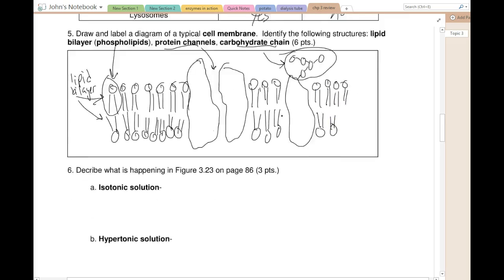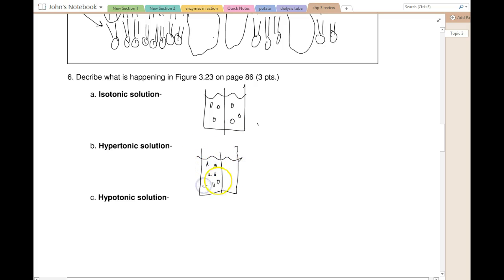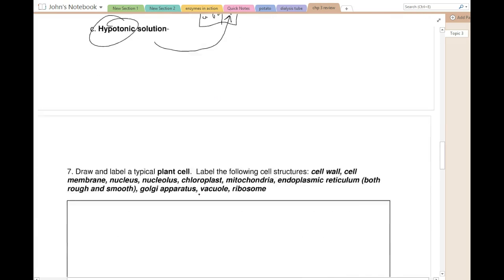So for an isotonic solution, if you have a beaker of water and you separate it with a membrane, an isotonic solution is going to be equal in concentration on both sides. A hypertonic solution is going to have greater concentration, so the hypertonic solution is going to be that solution right there, whereas a hypotonic solution is going to be the one that has a lower concentration of solutes on either side of a membrane.